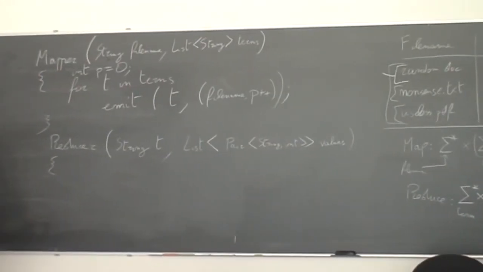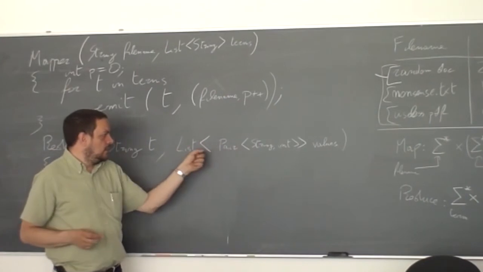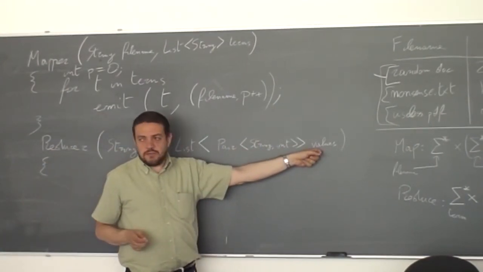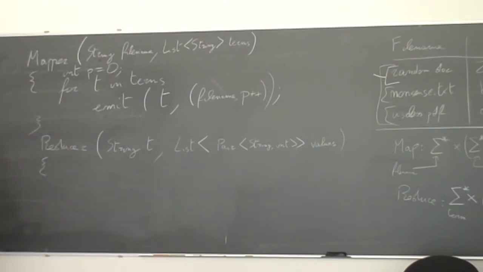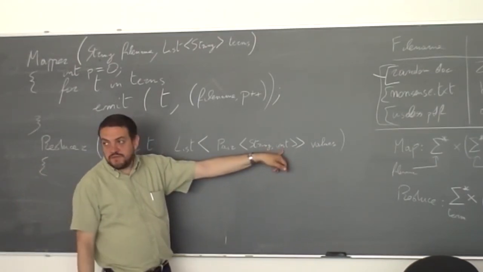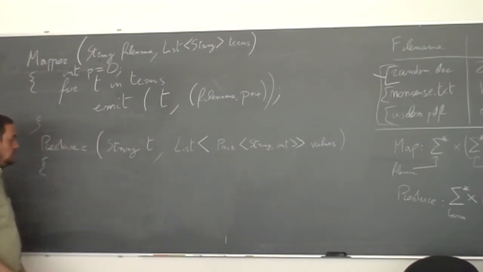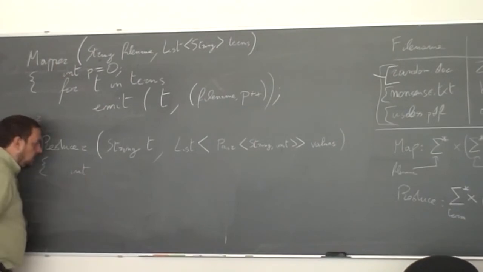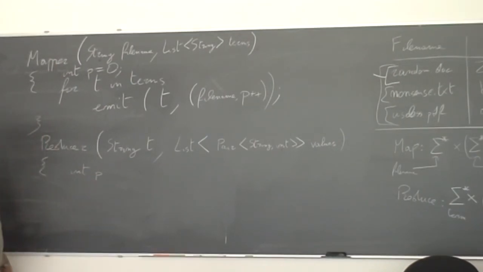Okay, now the reducer needs to browse this list of values and keep in mind which was the pair having the lowest integer value. So for example, let's keep in mind the position P.